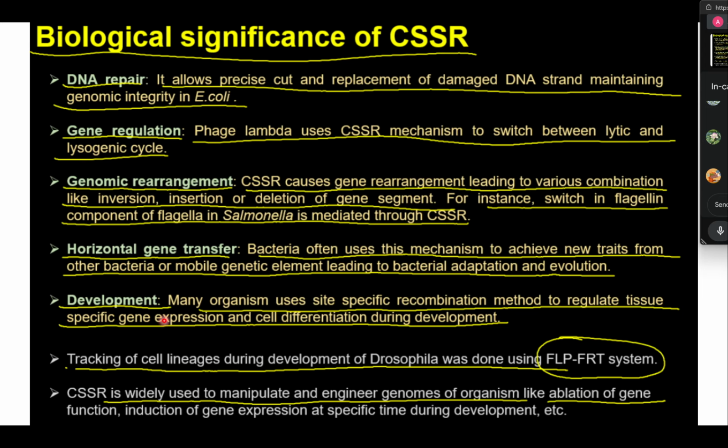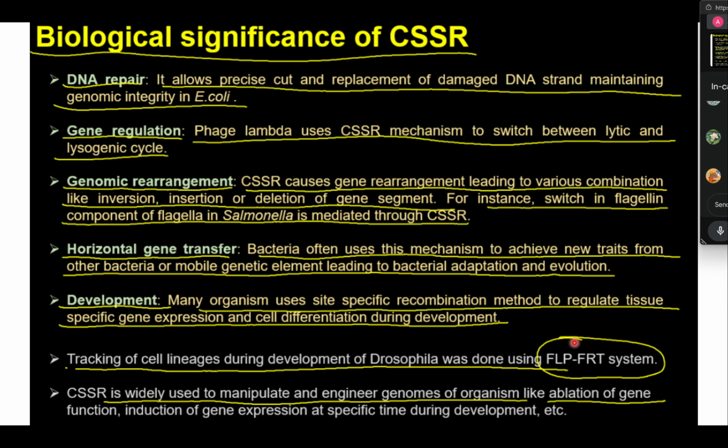Or it can also help in development. Many organisms use site-specific recombination methods to regulate tissue-specific gene expression and cell differentiation during development. And the other uses include CSSR for developmental biology as well as genetic engineering. So tracking of cell lineages during development of Drosophila was done using the FLP-FRT system, which is also a form of site-specific recombination. So the FLP-FRT system works very similarly to Cre-loxP, in which FLP and FRT are the protein and the sites that it recognizes, and it does recombination depending on that.